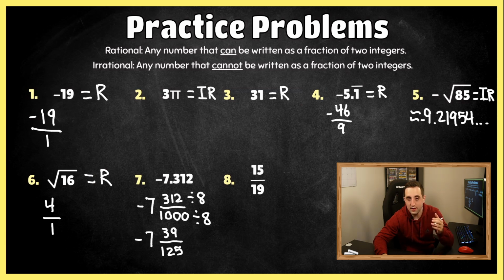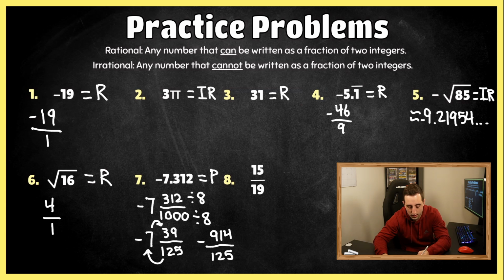And then technically, to meet the definition of rational, we're going to go ahead and turn this into an improper fraction and make it into a fraction of two integers. So we're going to take our denominator, multiply it by the whole number out front, which is going to give us 875, and then add 39. So we're going to end up getting -914 as our numerator and 125 as our denominator, making this terminating decimal rational. And then finally, the very last one, well, it's already a fraction, making it instantaneously rational.